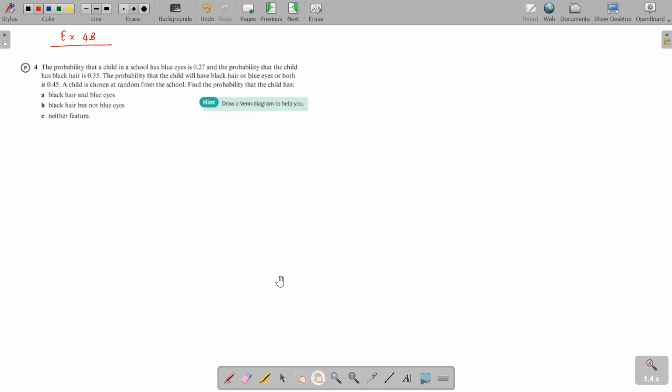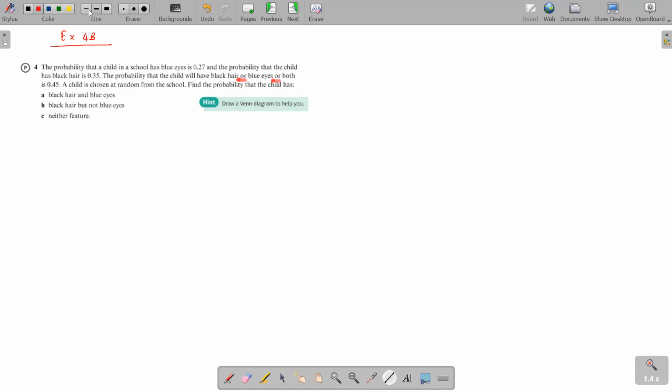They say the probability that a child in a school has blue eyes is 0.27 and the probability that the child has black hair is 0.35. The probability that the child will have black hair or blue eyes or both. Guys, can you see it's the connector and they're using the word or. Okay, is 0.45. A child is chosen at random from the school. Find the probability that the child has black hair and blue eyes, black hair but not blue eyes, and neither feature. Okay, so the hint is they're telling you draw a Venn diagram to help you.